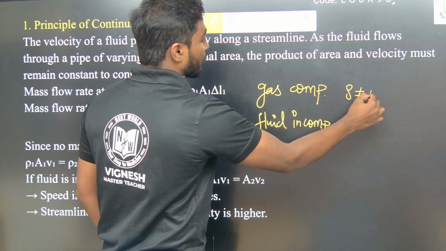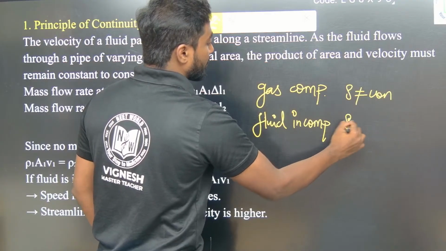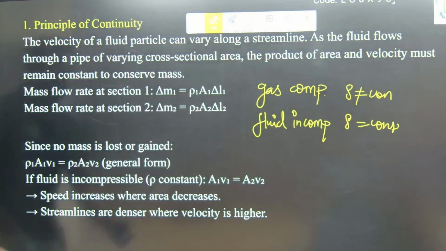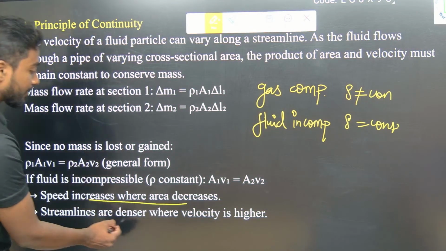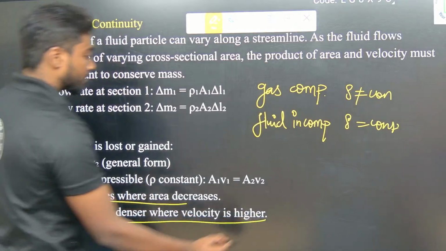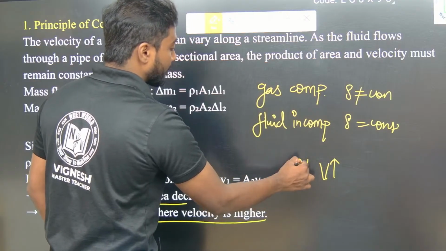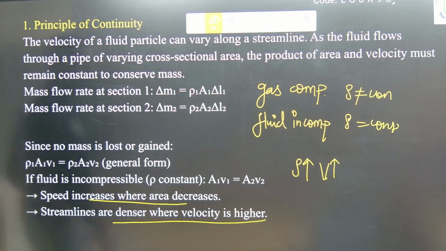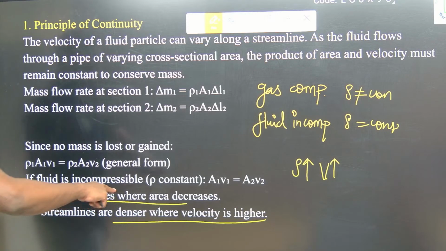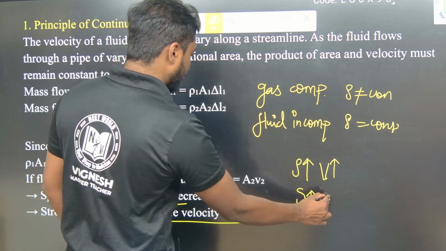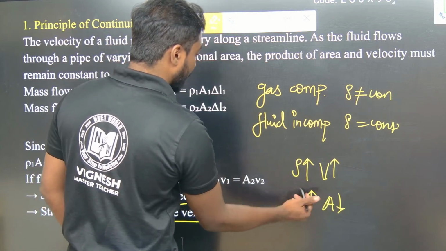Density is not constant for compressible, and density is constant for incompressible. So speed increases where area decreases, and streamlines are denser where velocity is higher. Where velocity is high, the streamlines are denser. And what about speed and area? Speed increases, area decreases. That is, velocity increases, area decreases.